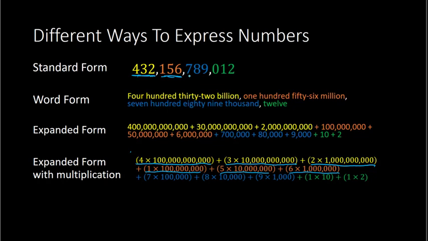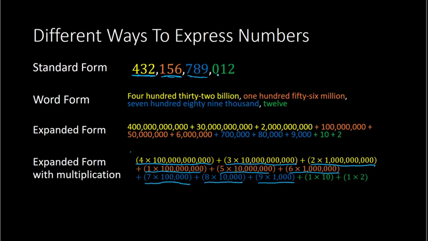7 is in the 100,000s place. So I do 7 times 100,000. We see that right here. 8 is in the 10,000s place. So we have 8 times 10,000, which is right here. And then 9 is in the thousands place. So we have 9 times 1,000, which is right here.